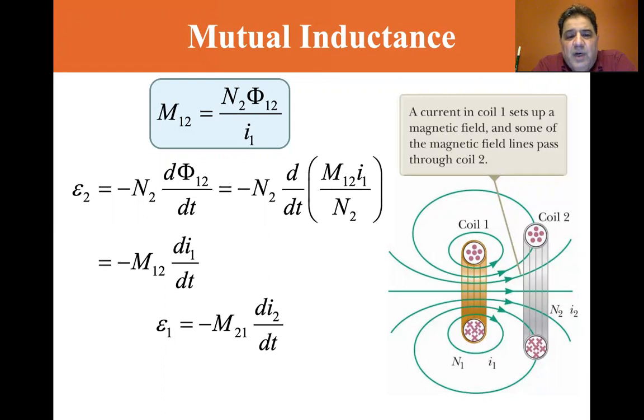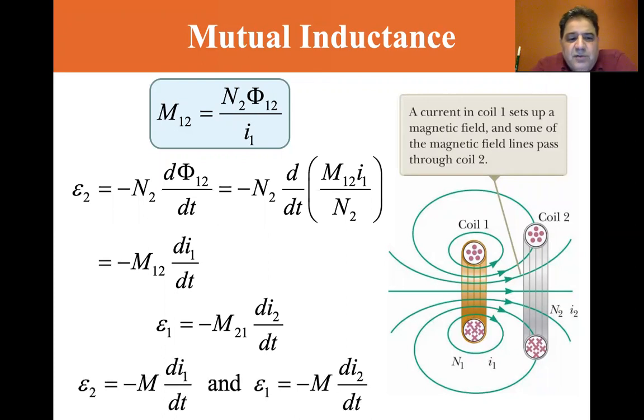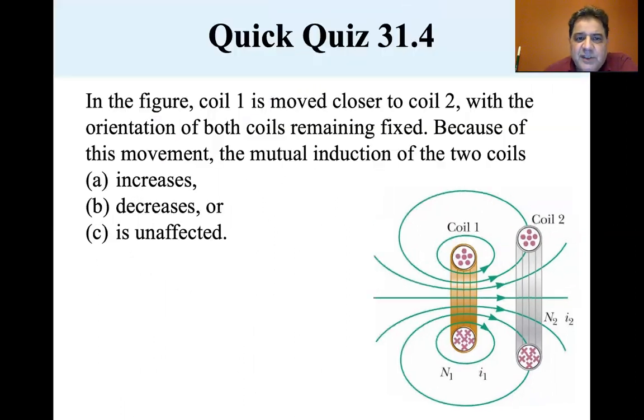We can reverse the process, and we'll see that E1 is equal to minus M21 di2 dt. And really they're the same. So really it's just an M. So E2 is equal to minus M di1 dt, and E1 is equal to minus M di2 dt. And this is very similar to the self-inductance that we saw, where E is equal to minus L di dt. And so M is mutual inductance, and it is expressed in henries.